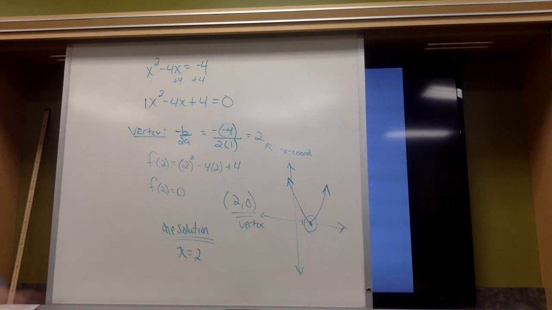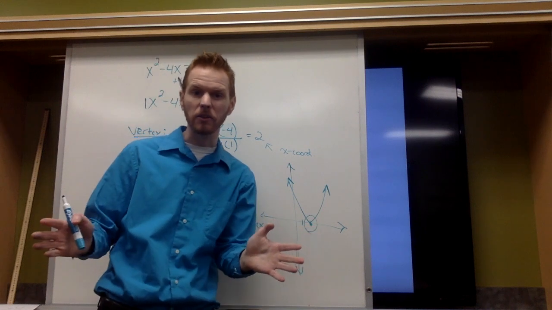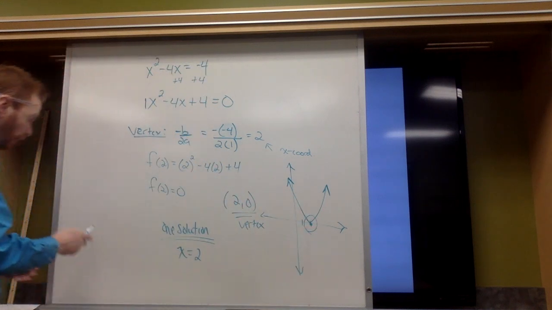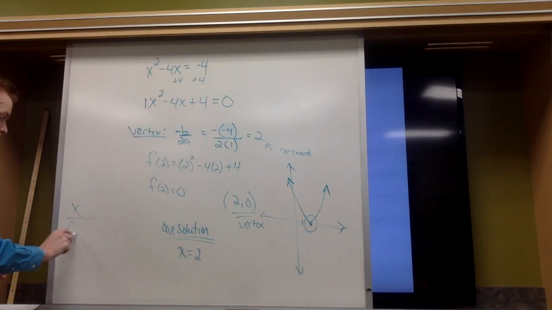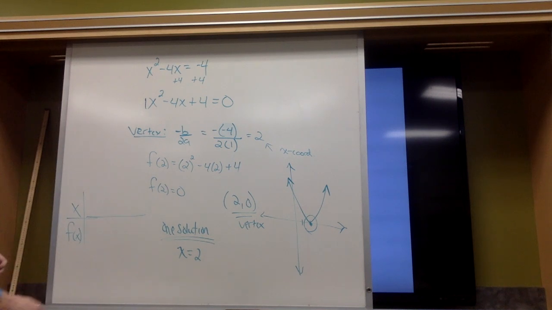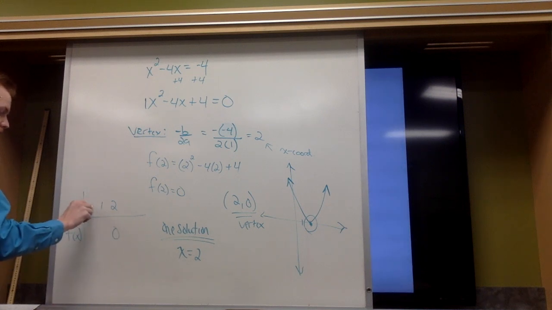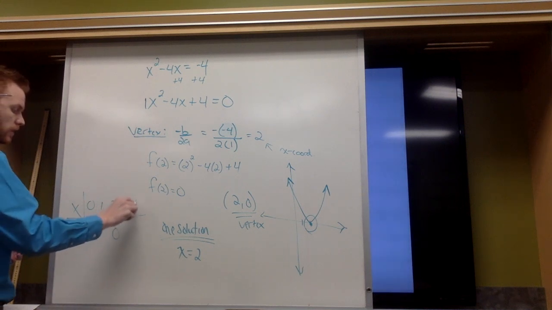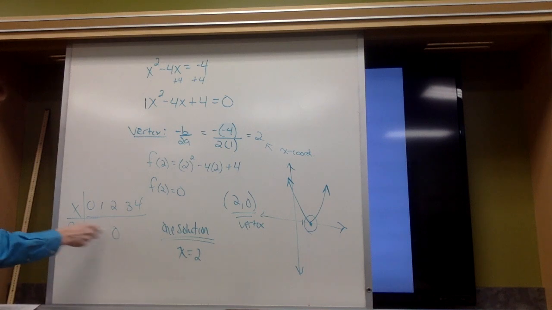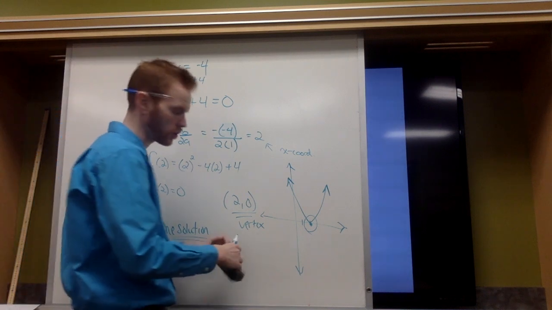Now, here's the deal. I didn't have to make a table of values and graph any further, but don't think I couldn't. Don't you dare think I couldn't do that. I would put my vertex here in the middle, 2 and then 0, and then I would plot points to the left and to the right of the vertex, and I'd still try to figure out where the solution is going to be. So for instance, let me just change this real quick.